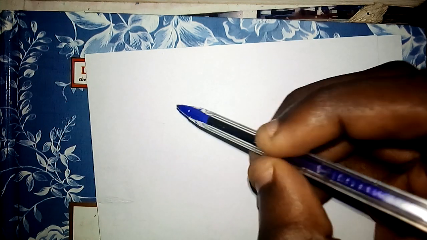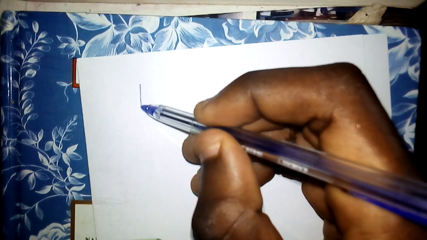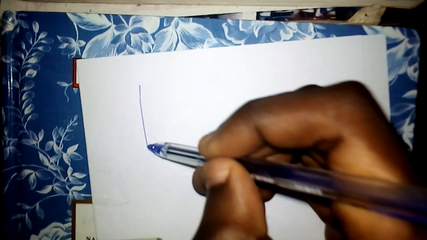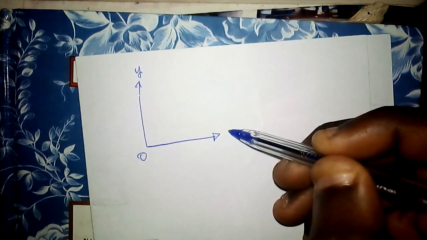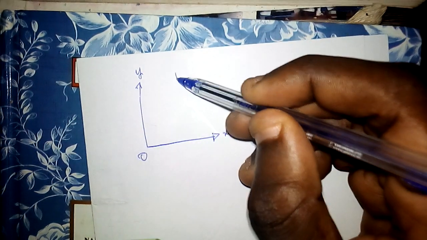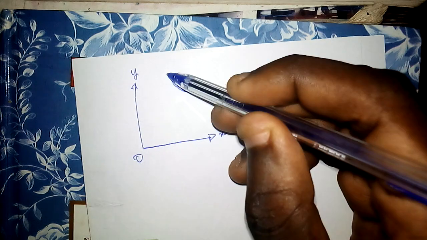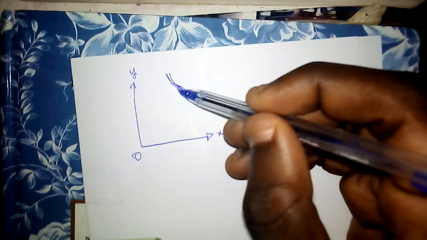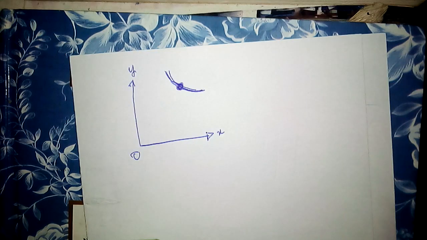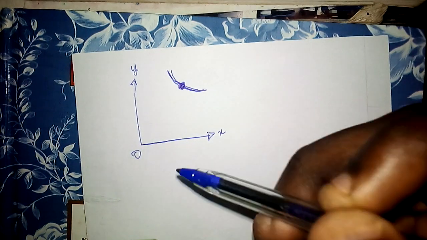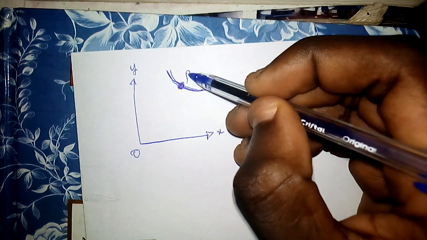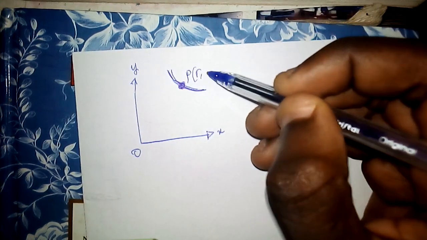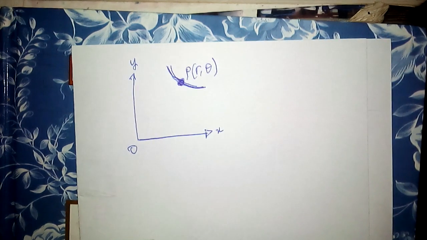Alright, so generally, for example, let's just take the xy plane, with 0, y here, and here is x. Now if I have any point, maybe I just take a curve. I'm just giving an example, and then I have a point on this curve. Now let's say here's the horizontal axis, here's the vertical axis. The point P here has coordinates r, theta.